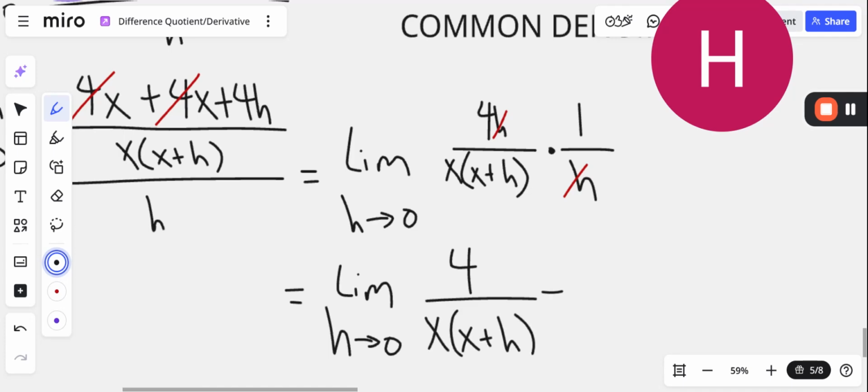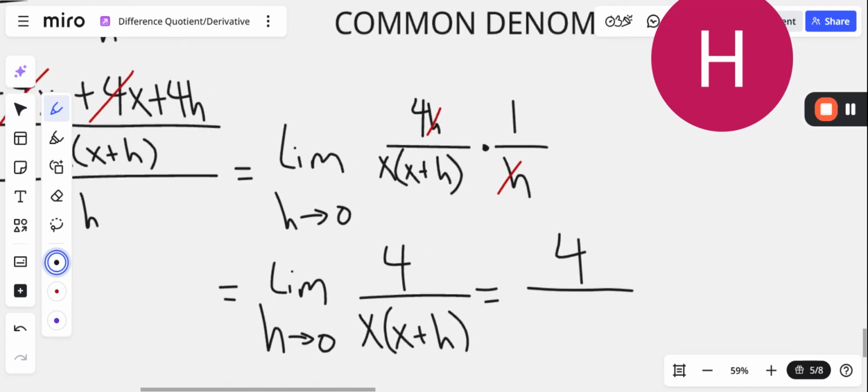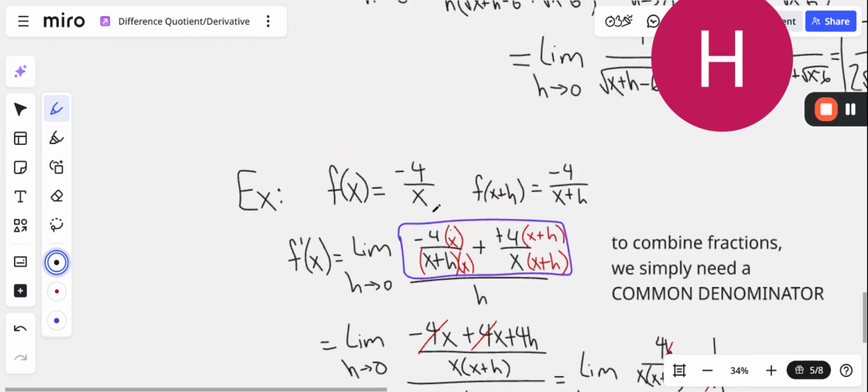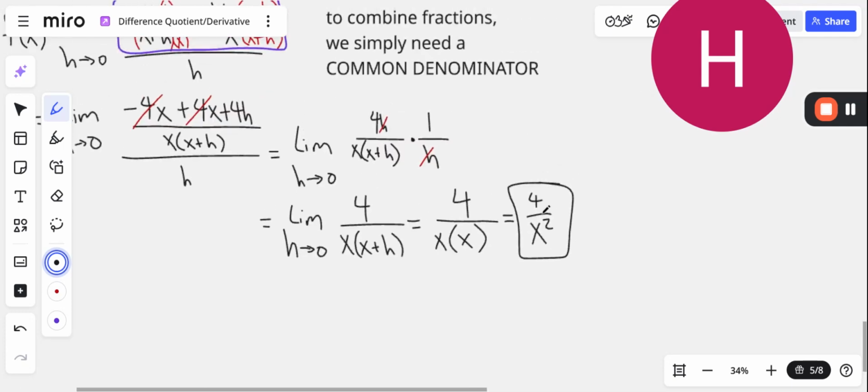Now we can plug in the h value. We don't have to write the word lim. This is just going to be x times x plus 0. I guess it's just x. So 4 over x squared. That is the derivative, which means if we plug an x value in, it tells us the slope on the function. If we want the actual function value, like where's the y value on the graph, we need the original function. But if we want the slope at that point, we need the derivative function. That's kind of how it operates.